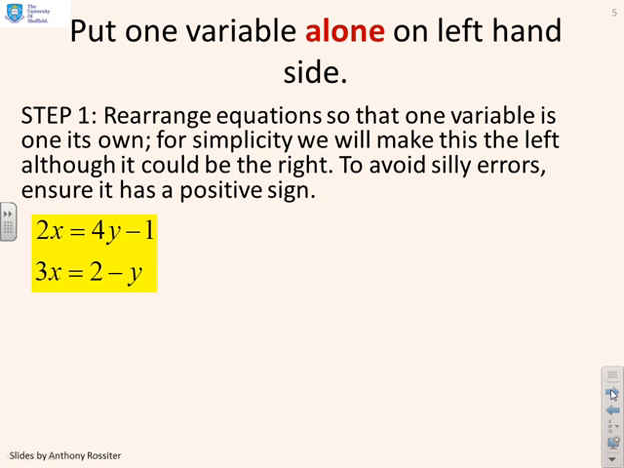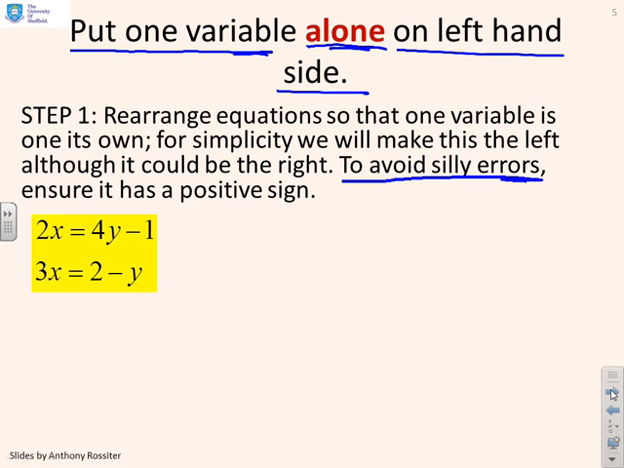So this is what we're going to suggest. You choose a variable, doesn't matter which one, and put it on its own on the left-hand side of the equation. So you want to rearrange the equations so that one variable is on its own. For simplicity, we will put this on the left-hand side. It could be the right, but that's up to you. Now, this is also important to avoid silly errors, which can happen. Ensure that whatever you put on the left has got a positive sign. You don't have to, but it just makes life more reliable.